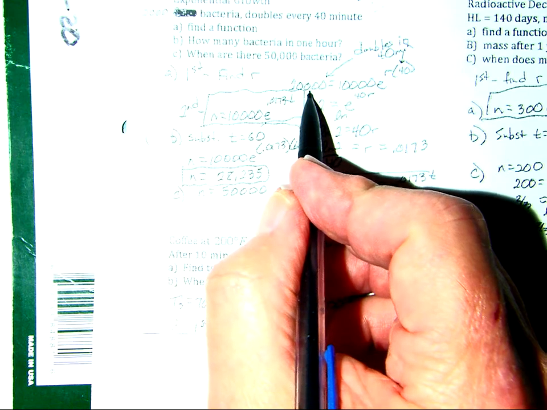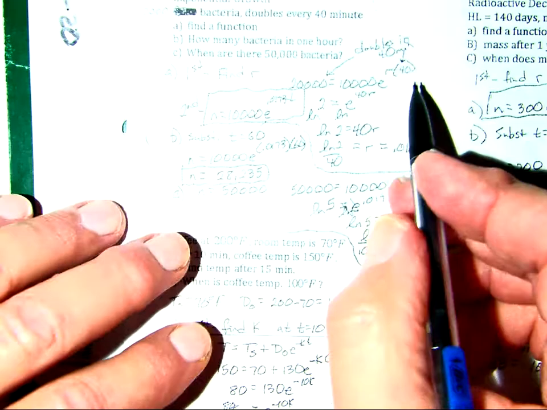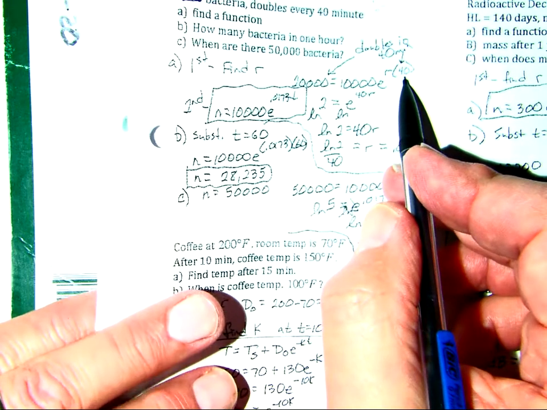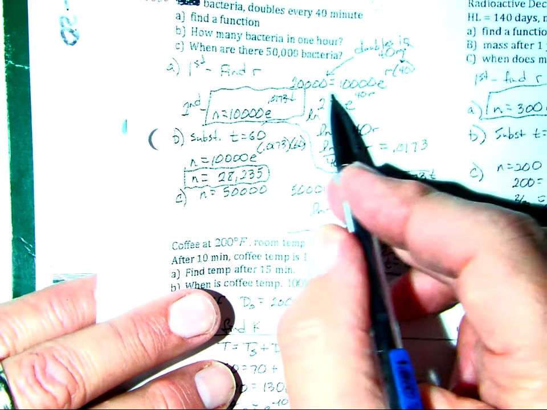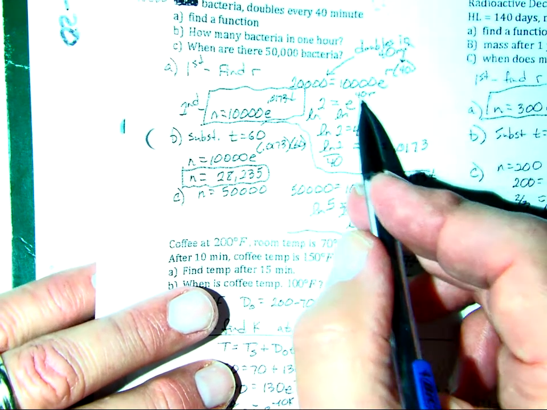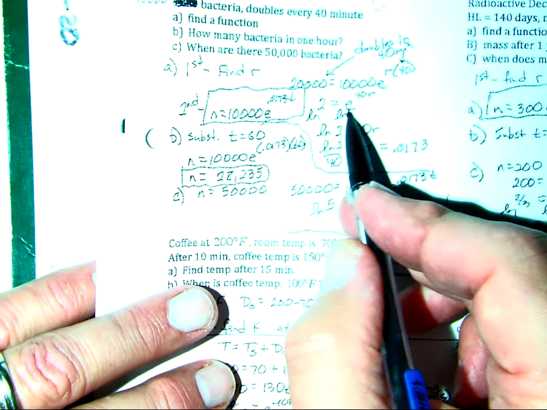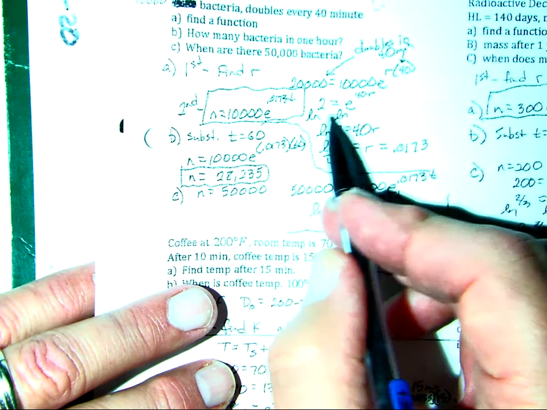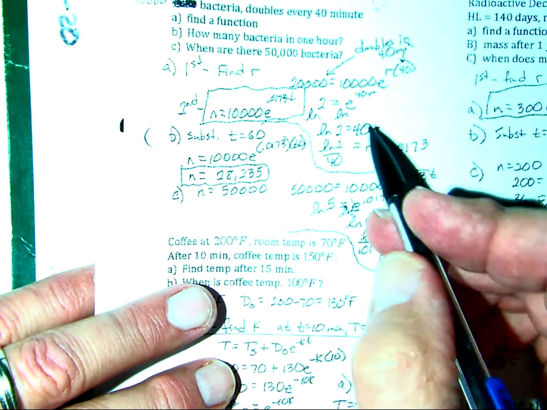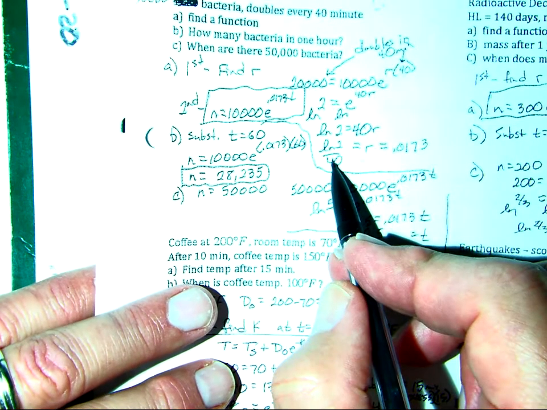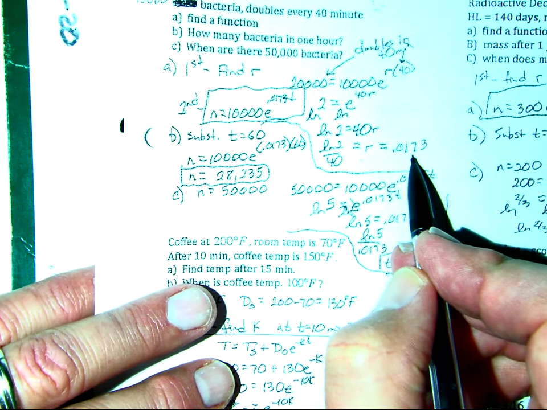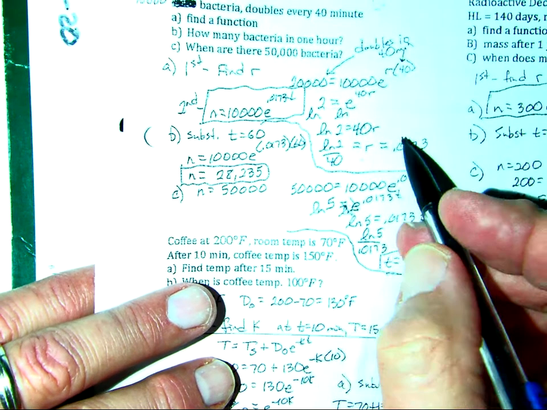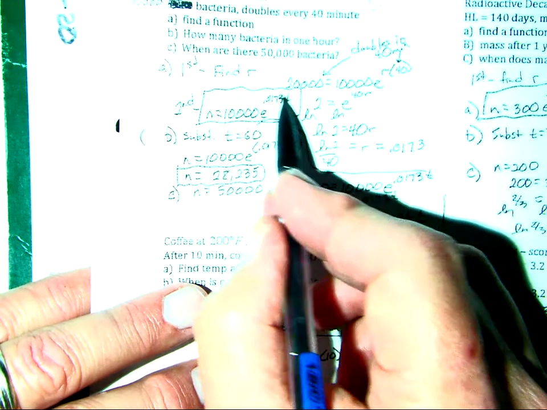So that's our final amount. Then we know the time is 40, so we put that in. So we plug all those in, we're going to find R. First we divide by 10,000 to get this. Then to get rid of the e, we take the natural log of both sides. That gets us to here. Then all that's left is to divide by 40. So our R is 0.0173. So there's our equation now.